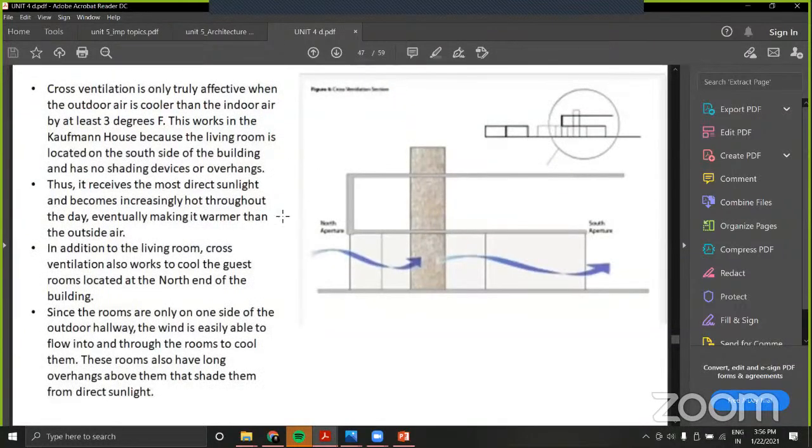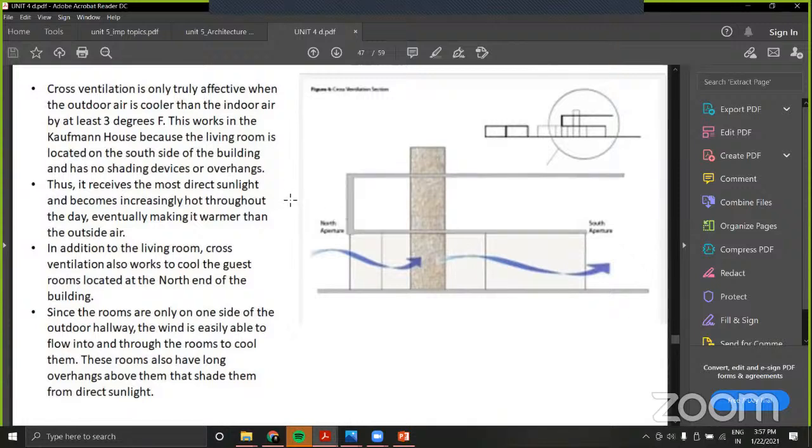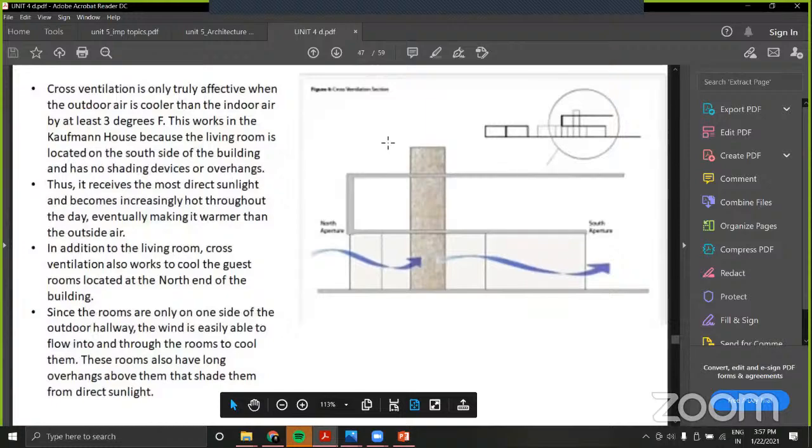He also used cross ventilation in the building. Cross ventilation is only effective when the outdoor air is cooler than the indoor air by at least 3 degrees Fahrenheit. What they are saying is cross ventilation takes place when the outdoor air is cooler than the indoor air by less than 3 degrees Celsius. These can be asked in 2 marks or 1 mark questions. These are common basic things, not specific to the building. You can just read these out and understand them by reading, so I'm skipping all this.